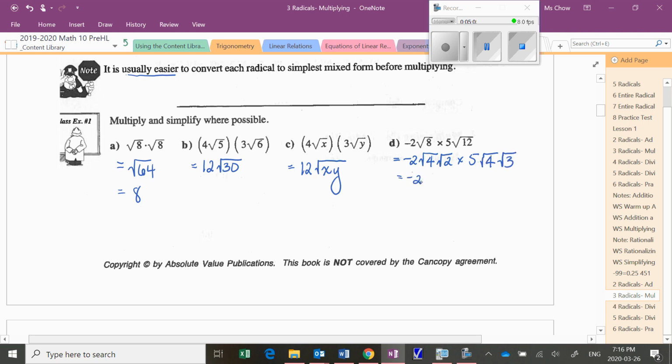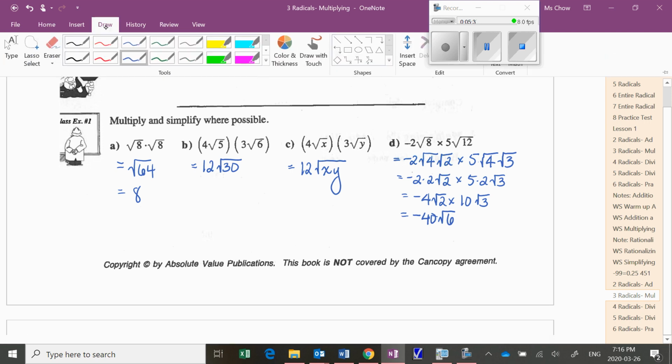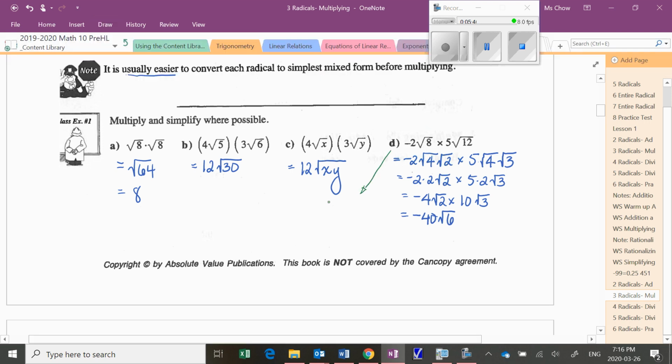So we're looking at negative 2 times 2 root 2, times 5 times 2 root 3, or negative 4 root 2 times 10 root 3, and then again we multiply our coefficients, so negative 4 times 10 is negative 40, and root 2 times root 3 is root 6, and I should certainly double check that our radicand, and you should for all of them, to make sure that the radicand is simplified as much as possible. So alternatively with this guy, the other thing that we could do is multiply right away.